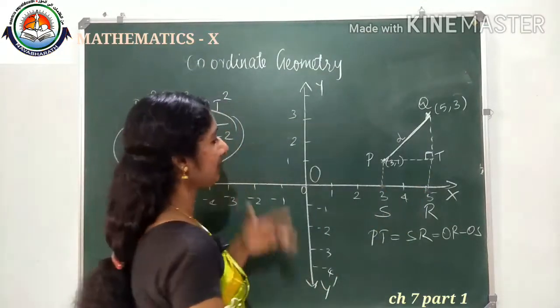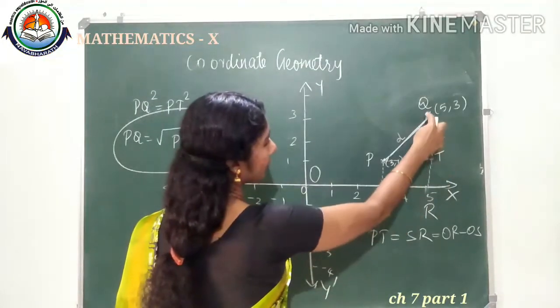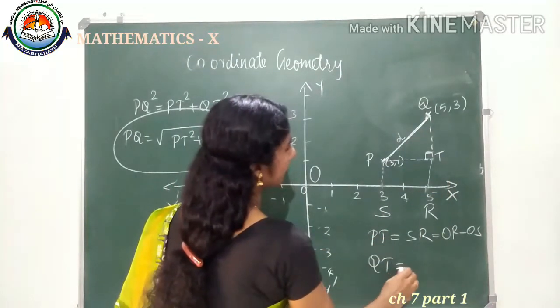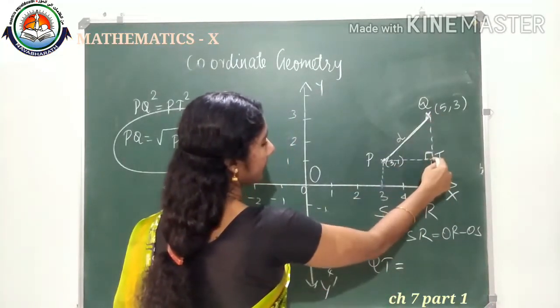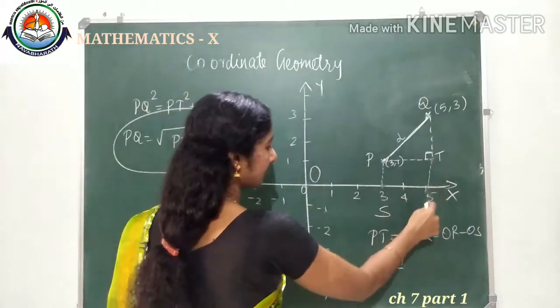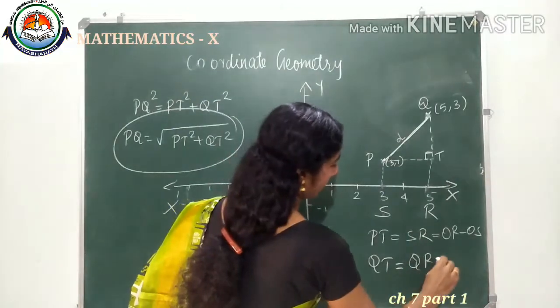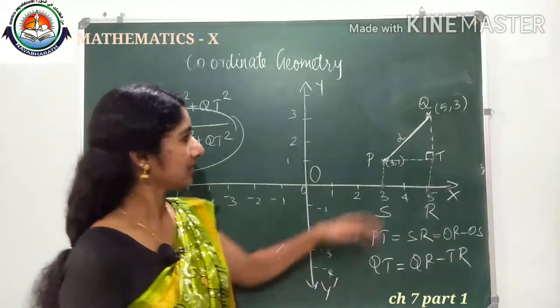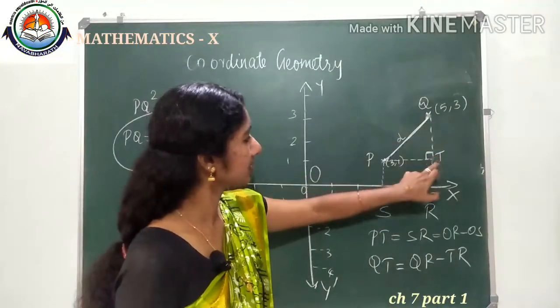In the same way you can find QT: QT is equal to QR minus TR. QR minus TR. Correct now? QR minus TR.